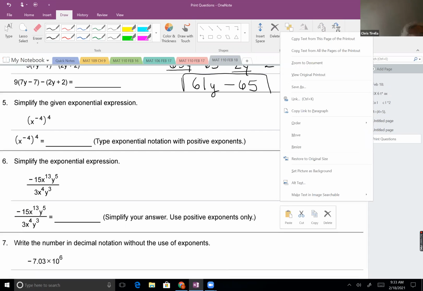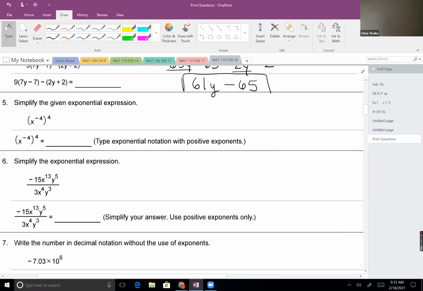Yes. Asks us to remember some of our rules for exponents. Does everybody remember when you raise a power to a power, what do you do with those exponents? I believe you multiply them. Beautiful, you did correctly. So that'll give me x to the negative 16.